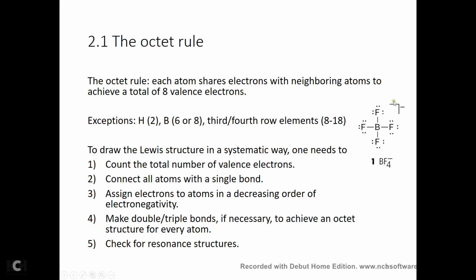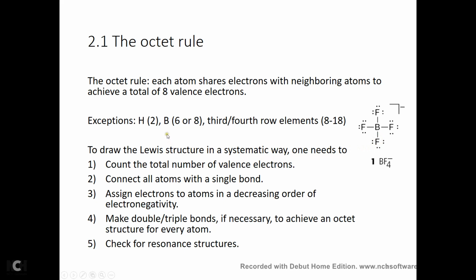For example, in this BF4- structure, every single atom is surrounded by 8 valence electrons. Boron is surrounded by 8 bonding electrons. Each fluorine is surrounded by 2 bonding electrons and 6 lone pair electrons.